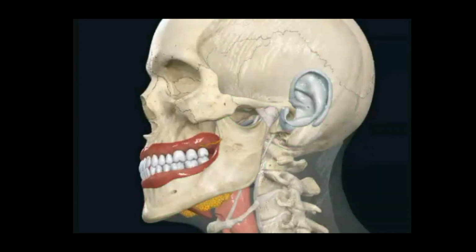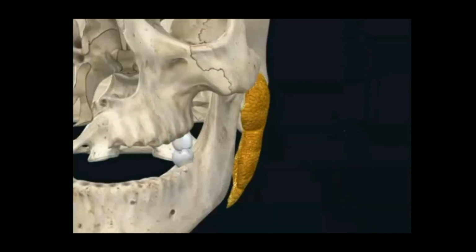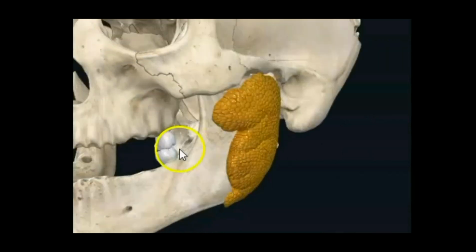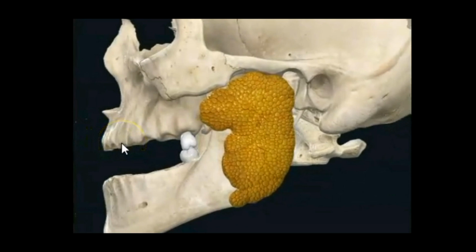What is the shape of the gland? Inverted pyramid, having apex, base, 3 borders, anterior, posterior and medial, 3 surfaces, superficial, anteromedial and posteromedial surfaces. Here you can see again how it is related to the mandible and structures attached to the mandible.